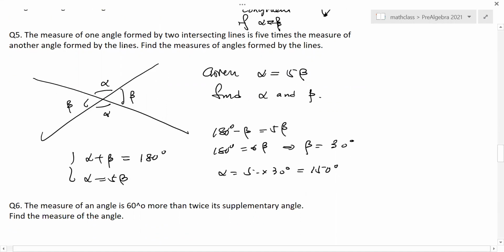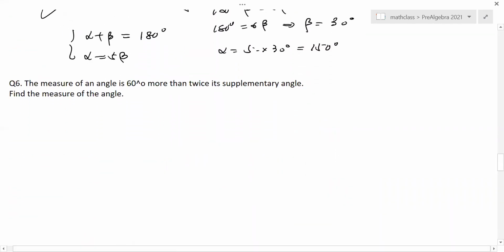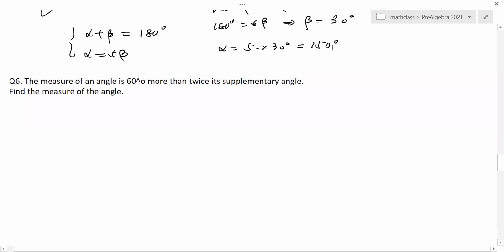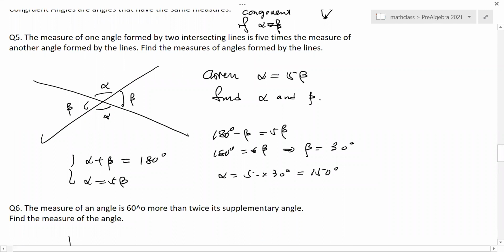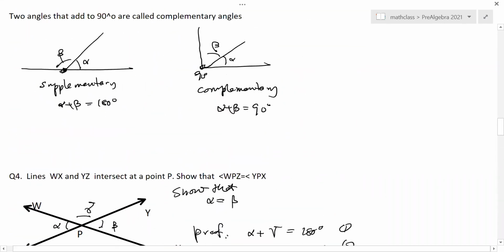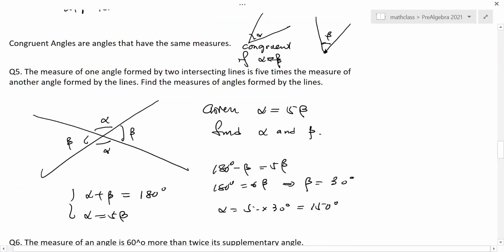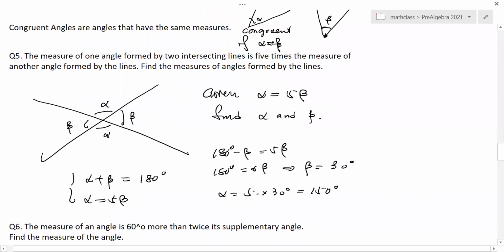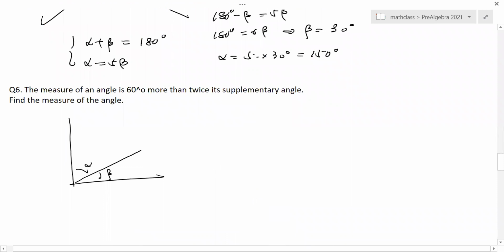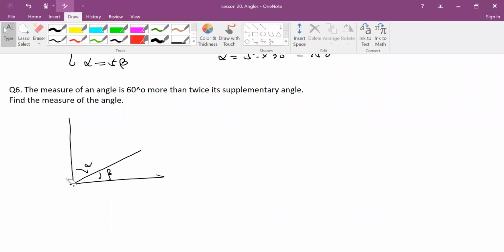All right, so the next problem, let's draw the picture. The measure of the angle is 60 degrees more than twice its supplement angle. So we're talking about the angle and its supplement angle. This is alpha, that's beta. Supplement angle, sorry, don't confuse it with complement. Supplement angle means the sum is 180 degrees. That's easy to confuse, so let me redraw the picture.